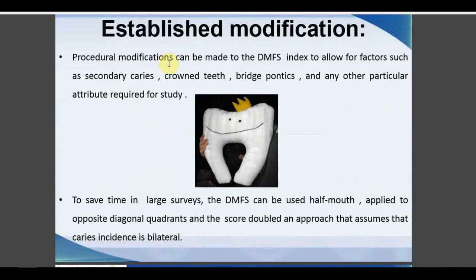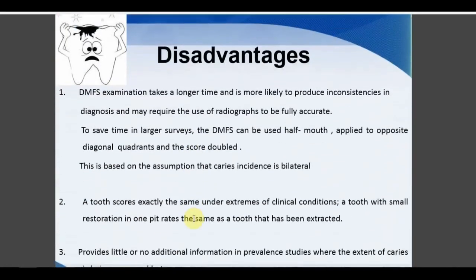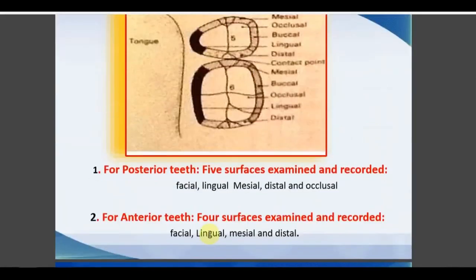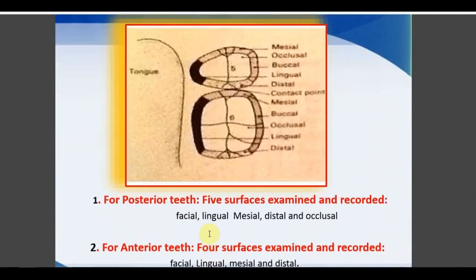There are modifications, like for crowned teeth, bridge pontics, and anything else required for the study; we can modify it. DMFS can be used in half mouth for time management. There are disadvantages, because when we use half mouth and the opposite quadrant, it produces inconsistent diagnosis. Tooth scores exactly the same under extremes of clinical condition, and provides little or no additional information in prevalence studies. The advantage is that it is more sensitive, because the same tooth can be recorded if it has both caries and filling. Missing, anyway, has no chance of multiple entry. The colors commonly used are black for caries, blue for filling, and red for missing.